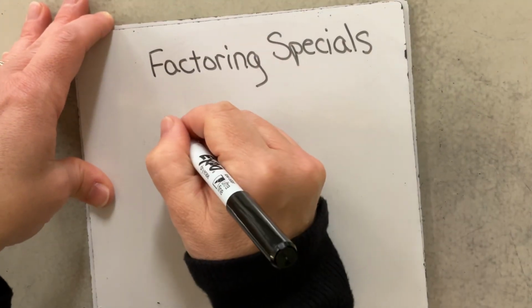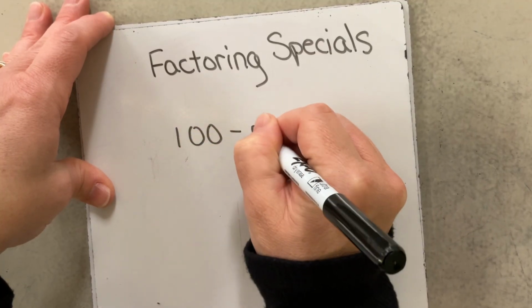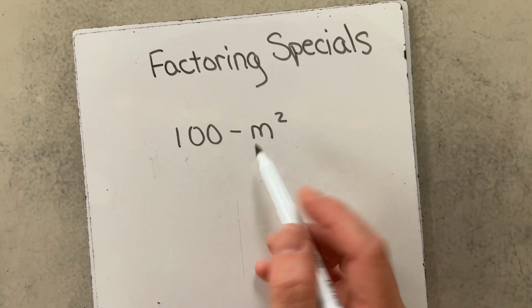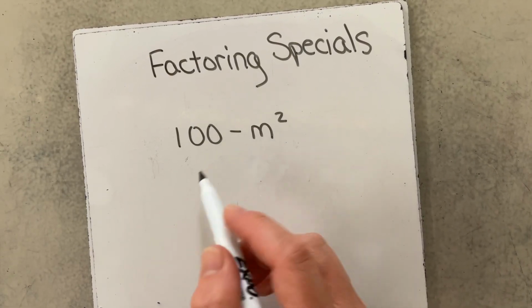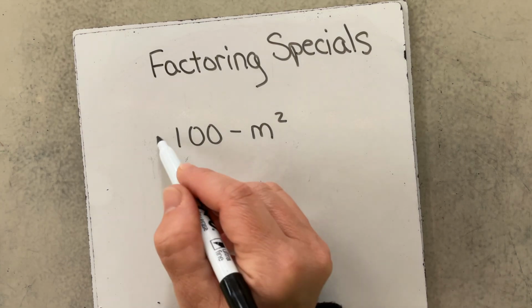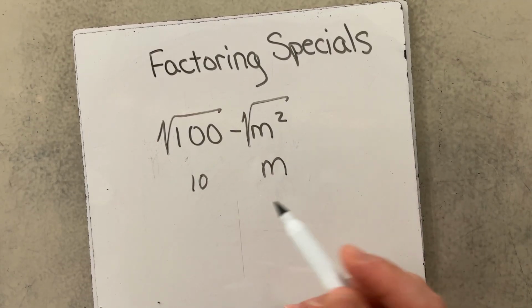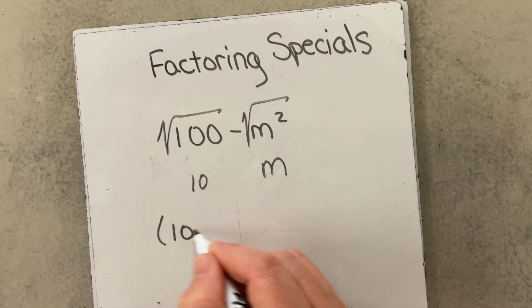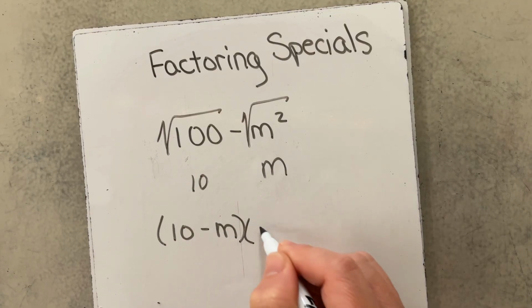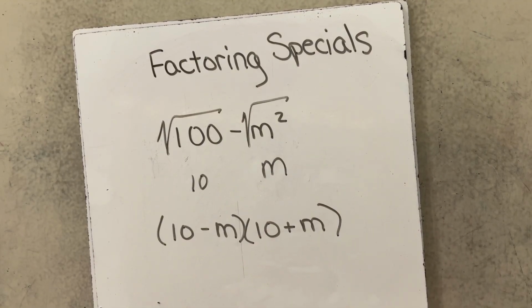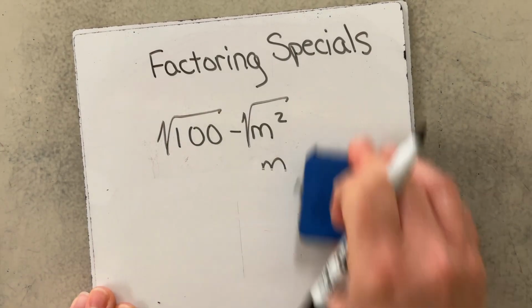So if we look at another one of these, 100 minus m squared. Well, there's only two terms, so that's my first hint. There's a difference, and I know the square root of 100 is 10, and I know the square root of m squared is m. So that gives me 10 minus m and 10 plus m. So if you notice that, you can go ahead and take the difference of two squares, which will go back to this piece here.